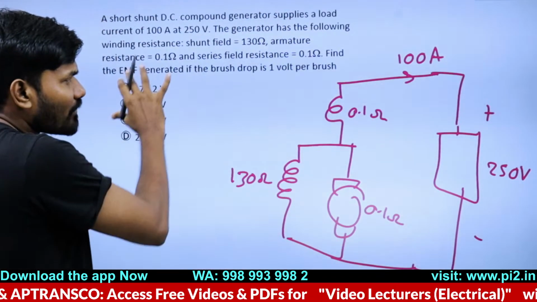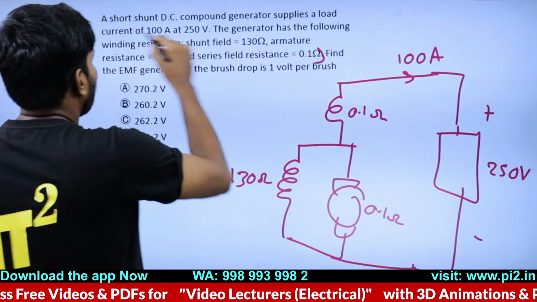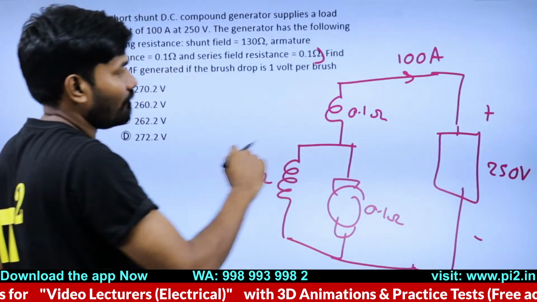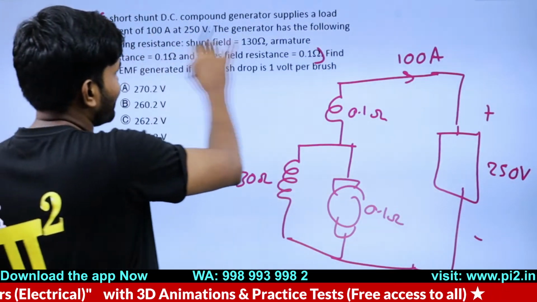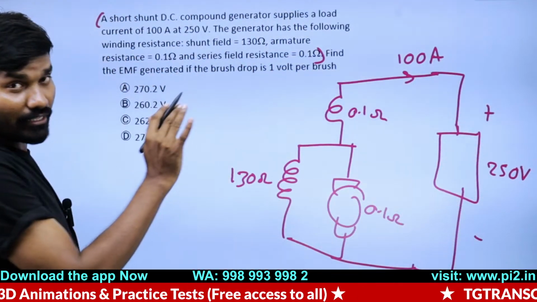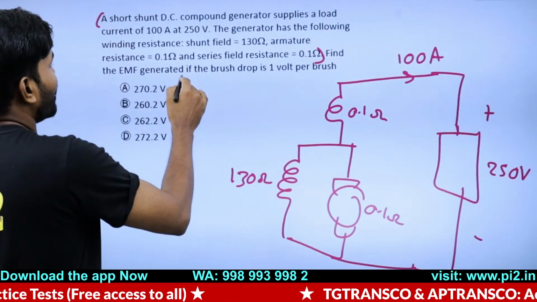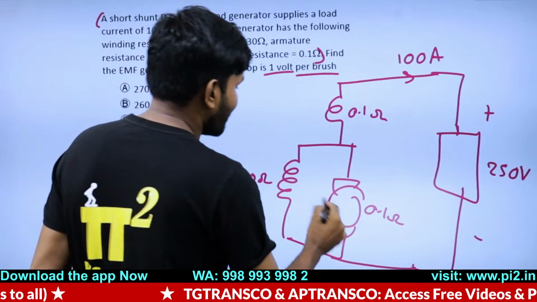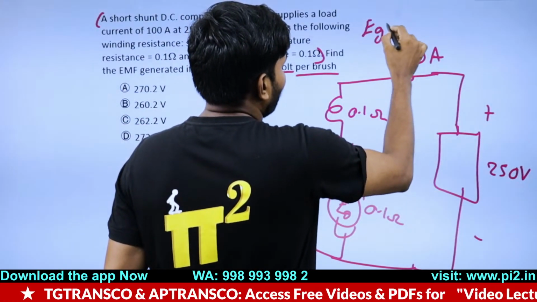I just try to represent what is given in the diagram so that I don't have to get to this question, get to these lines, get to this text whenever I had to refer to the question once again. So everything, whatever is written here, everything is depicted in this diagram now. Every point. Now it is asked for, find the EMF generated if brush voltage drop is 1 volt per brush. So this EG is a question. It is asked to find out what is EG.